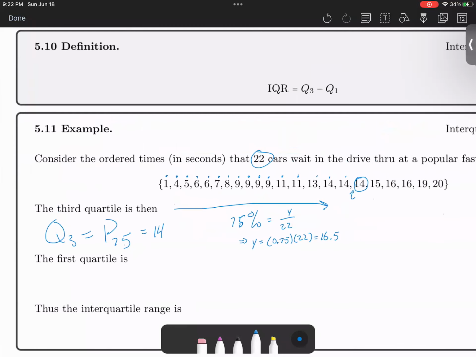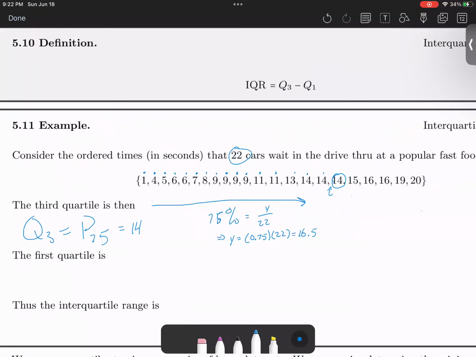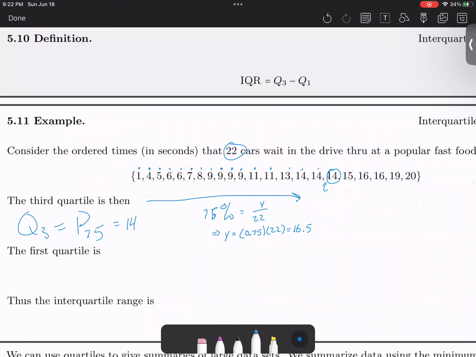So what is this data? This is the ordered times in seconds that 22 cars wait in a drive-through. So we can say that 75% of cars wait less than 14 seconds.